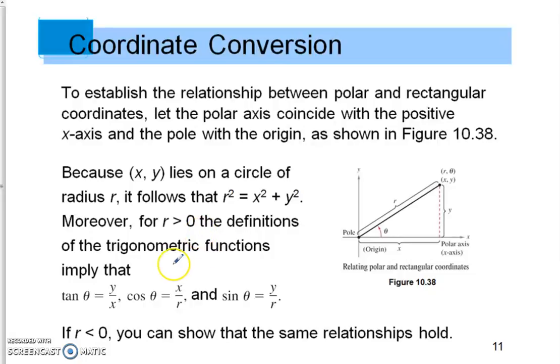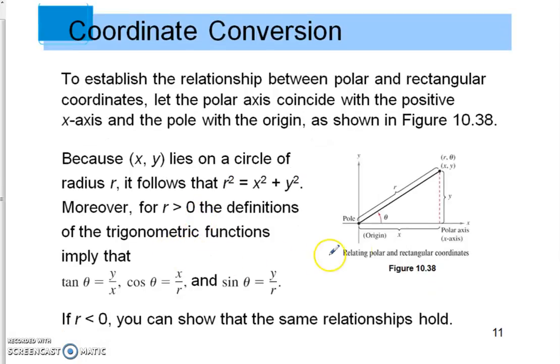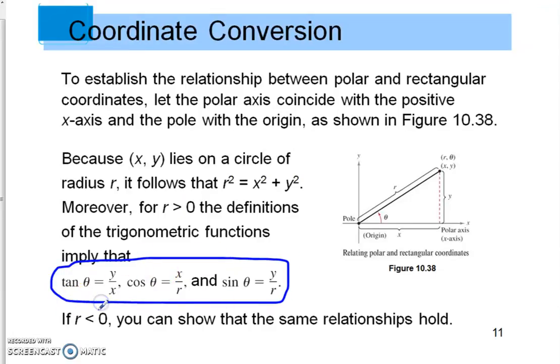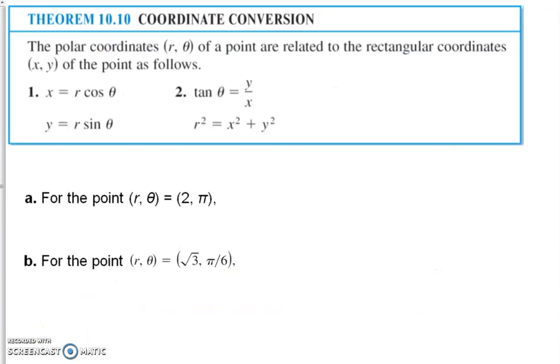Moreover, for r greater than 0, the definitions of the trig functions imply that the tangent of theta is equal to the opposite over adjacent, y over x. And you see that right here. Cosine of theta is the adjacent over the hypotenuse, and the sine is the opposite over the hypotenuse. If r is less than 0, you can show the same relationship holds. It's not as intuitive for us, so we simply look at that in this picture right here. But we're going to use these three quite a bit, and you'll see them in just a sec.